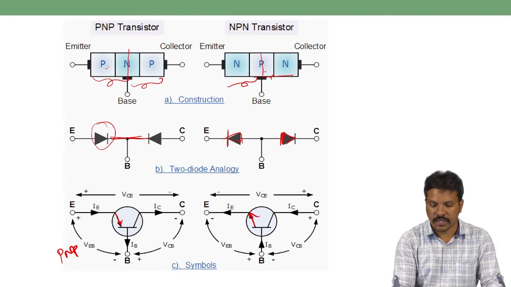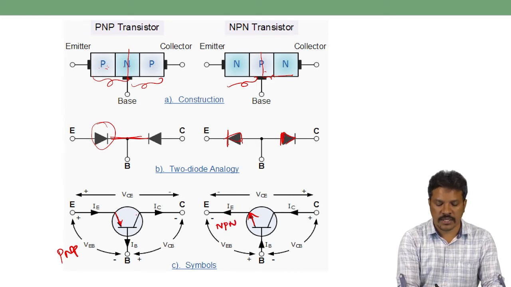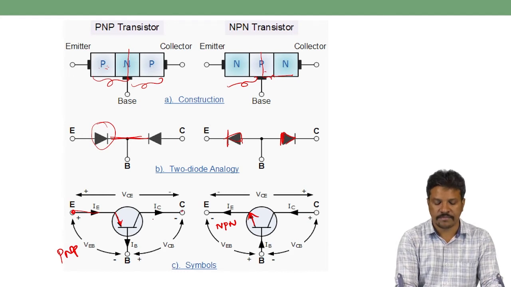Whenever it is away from the device, it is called an NPN transistor. So here in this case, this terminal is called the emitter terminal, this terminal is called the collector terminal, and this terminal is called the base terminal.